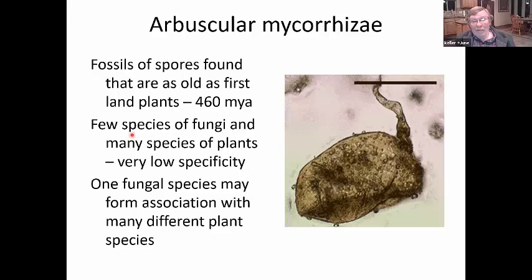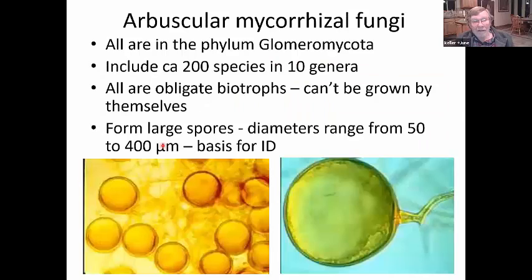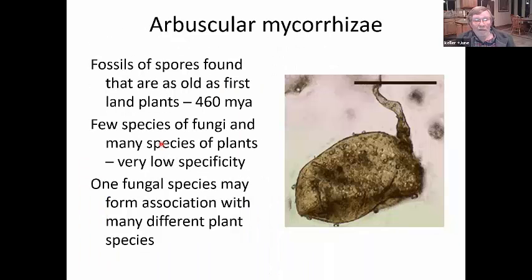Well, if we only have, what did I say, 200 species? Is that what I said? Yeah, 200 species of fungi and how many thousands of species of plants, you know there's going to be very low specificity. One fungal species may form associations with a lot of different plant species because there's just not enough fungal species to go around for every plant to have its own fungus.